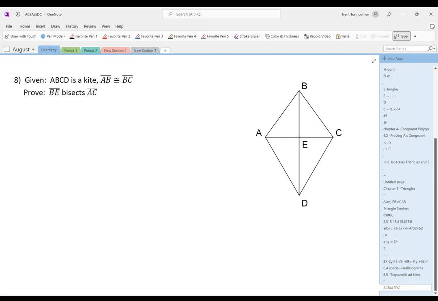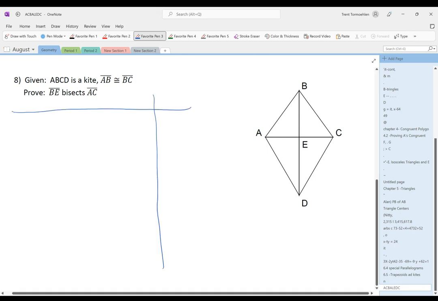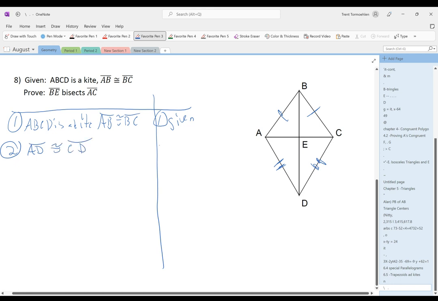So in this one, we're going to try to prove something that we've talked a lot about, which is BE bisects AC. You're given that ABCD is a kite, and that in the kite, you know that AB is congruent to BC. That's your given part. And then that means, by definition, AD must be congruent to CD, because the definition of a kite is you've got these two pairs of adjacent congruent sides. So AD is congruent to CD, and that is by definition of a kite.